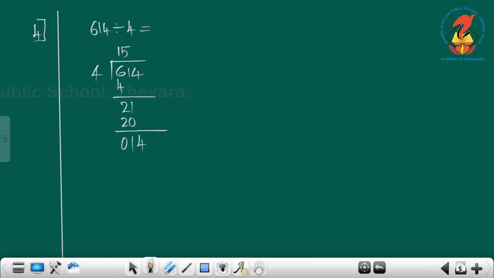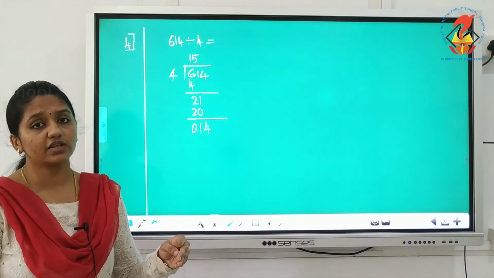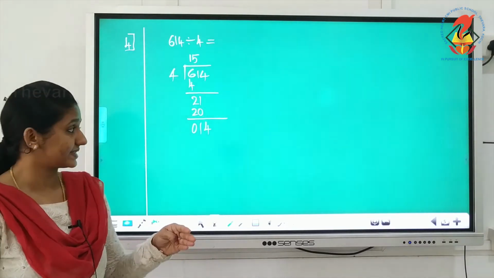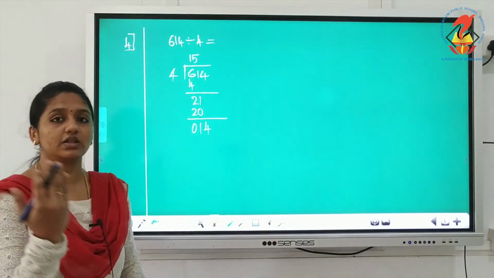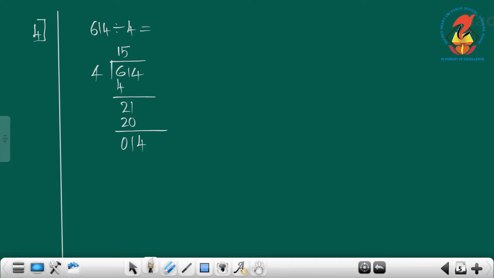So 1 4 is 4, 2 4s are 8, 3 4s are 12, 4 4s are 16. When we take 4 4s, 16 is greater than 14. So we take 3 times. 3 4s are 12. The remainder is 2. Here 0, the remainder is 0. We can check whether our answer is correct or wrong. Checking.